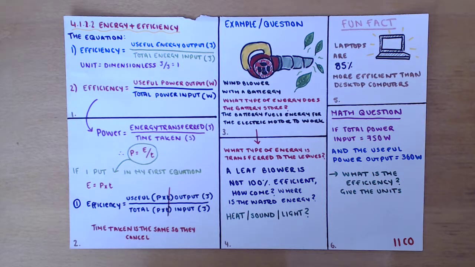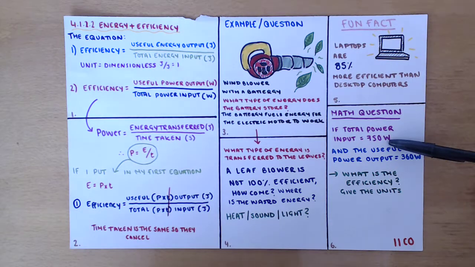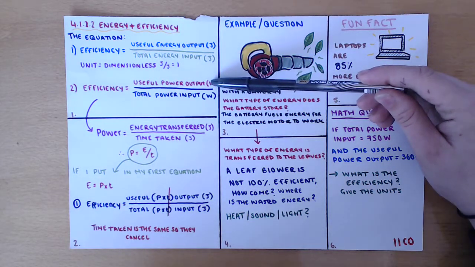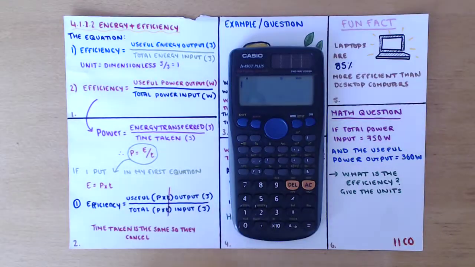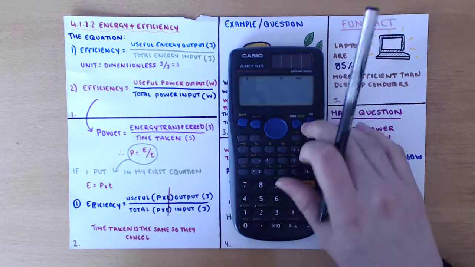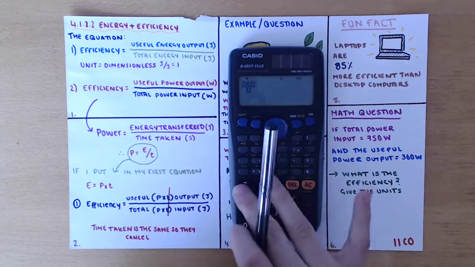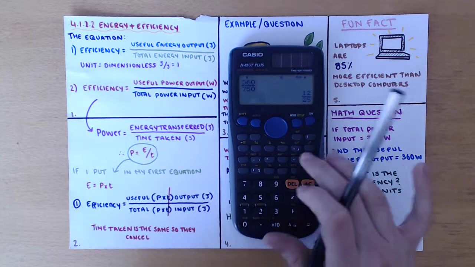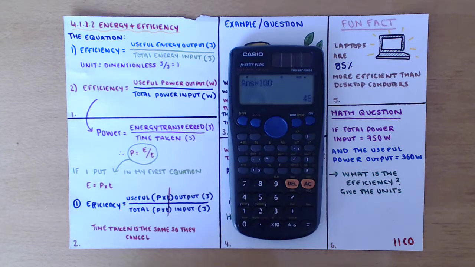Again, I want you to pause the video, sorry about this, and do this maths question here. If the total power input is 750 watts and the useful power output is 360, what is the efficiency? Remember to give the units. Okay, hopefully you've unpaused the video now and noted that if my total power input is 750 and my useful power output is 360, I'm going to do 360 divided by 750, right? And that is my efficiency. If you want to give that as a percentage, you can multiply it by 100, so that's 48%.